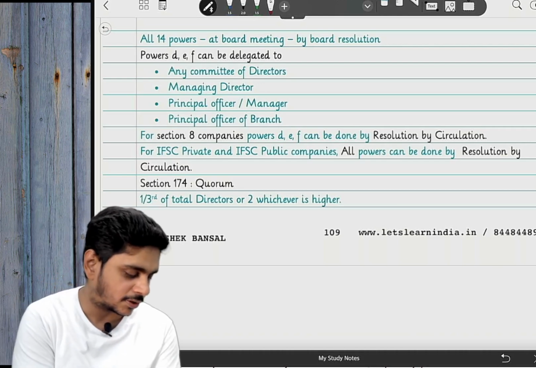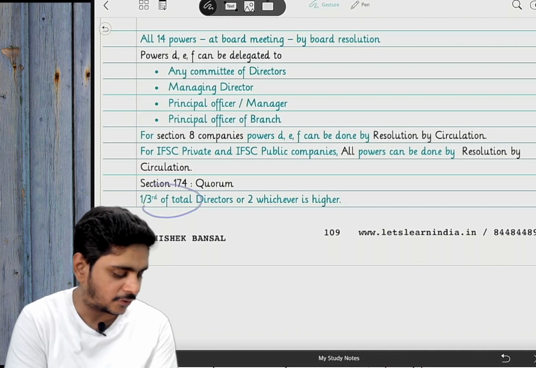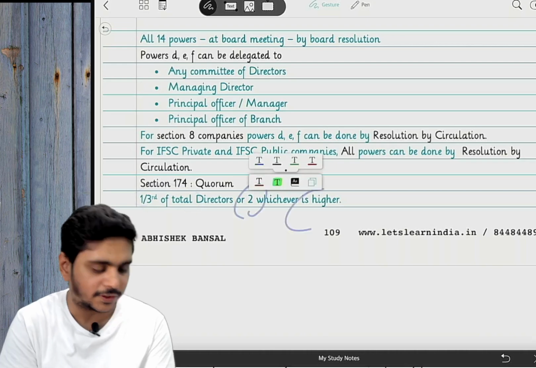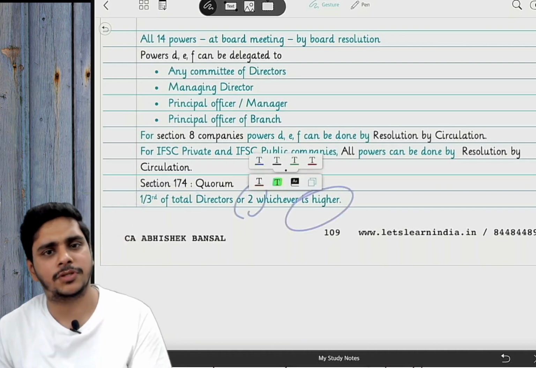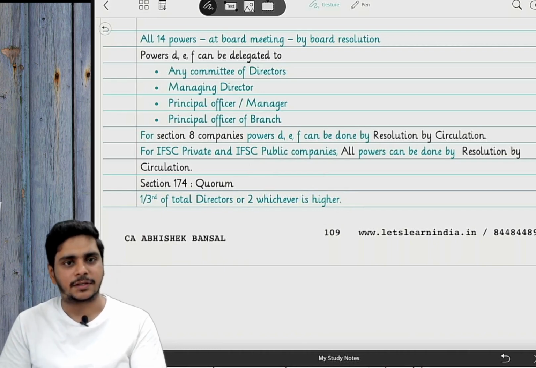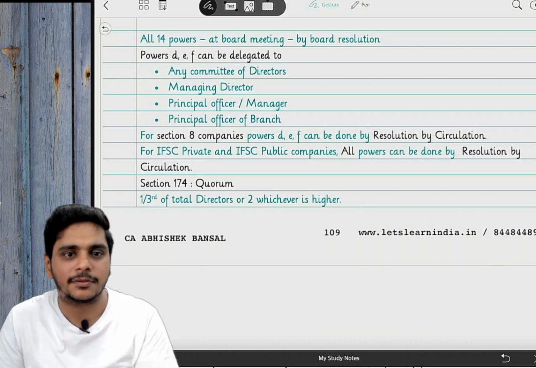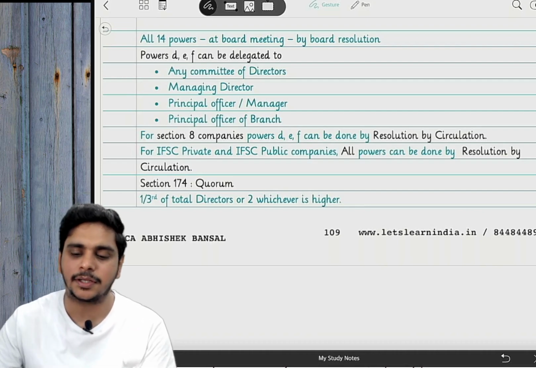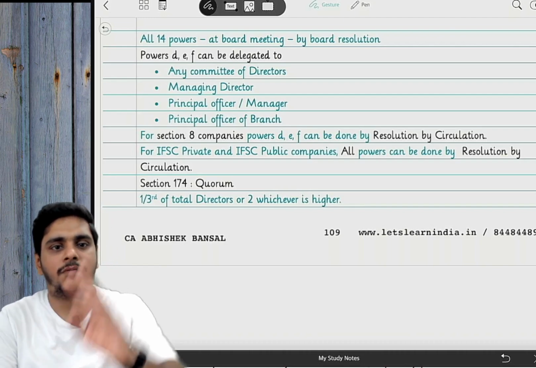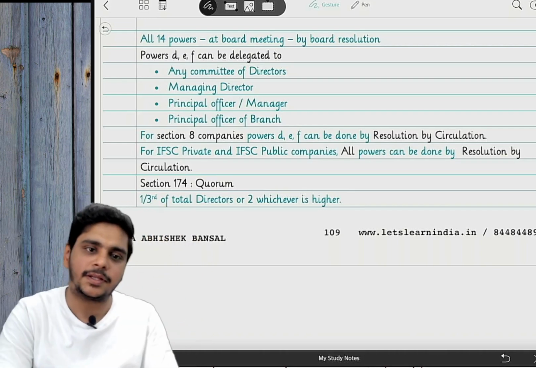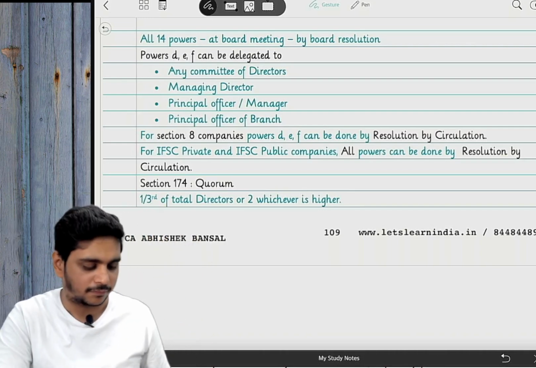So quorum is what? Quorum is basically 1/3 of the total directors in the company, or 2, whichever is higher. Always remember, quorum is always on the higher side. Like 2 people should be there to have a meeting. So when you're calling a meeting, at least 2 or 1/3 of the total, whichever is higher, should be present. If that is present, then only it is a valid meeting. Then only you can start the meeting.